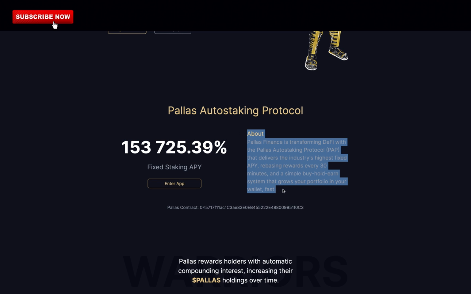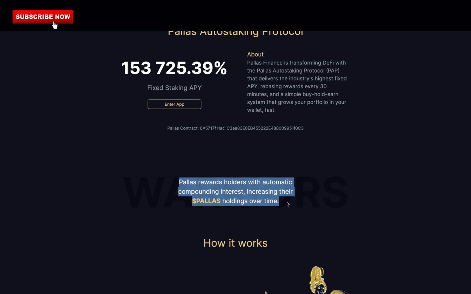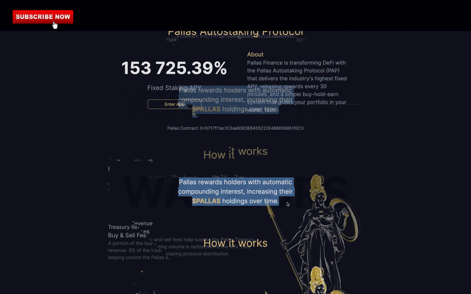Pallas Finance is transforming DeFi with the Pallas auto-staking protocol that delivers the industry's highest fixed APY, rebasing rewards every 30 minutes, and a simple buy and hold system that grows your portfolio in your wallet. Pallas rewards holders with automatic compounding interest, increasing their Pallas holdings over time.